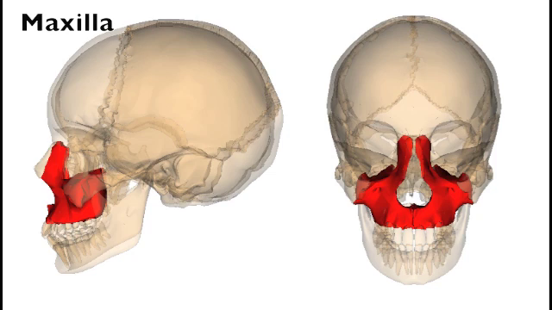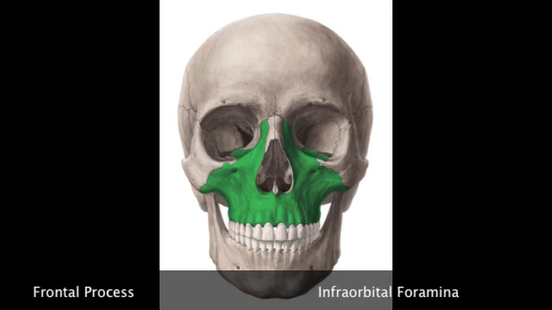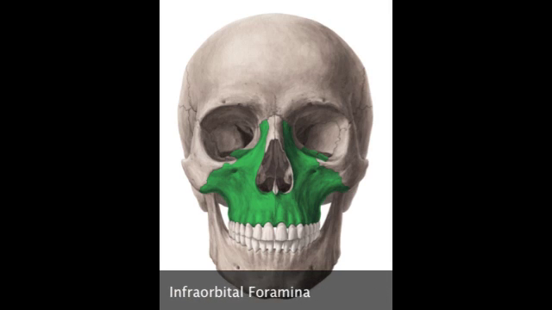The maxillary bones are paired bones that articulate with all other bones except for the mandible. The maxilla extends all the way up to meet the frontal bone at the frontal process. The small holes underneath the eye orbits are the infraorbital foramina.